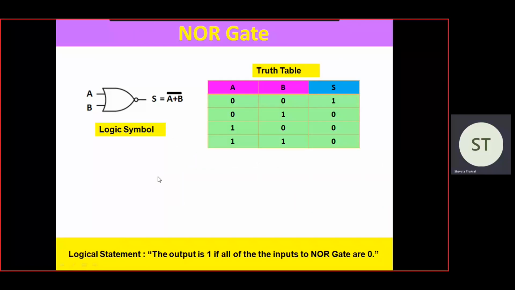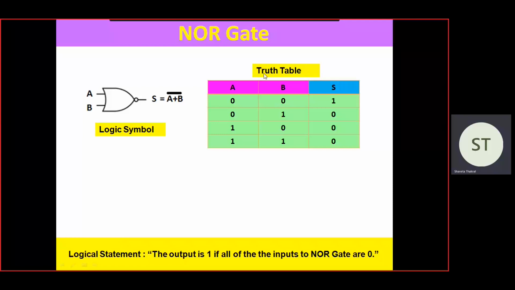So here we are designing all the logic gates using only NOR gate. First, a quick review of NOR gate. This is the logical symbol of NOR gate, where A and B are two inputs and S is the output of NOR gate. And this is the Boolean expression of NOR gate. In this Boolean expression, the output S is equal to (A plus B) the whole complement.